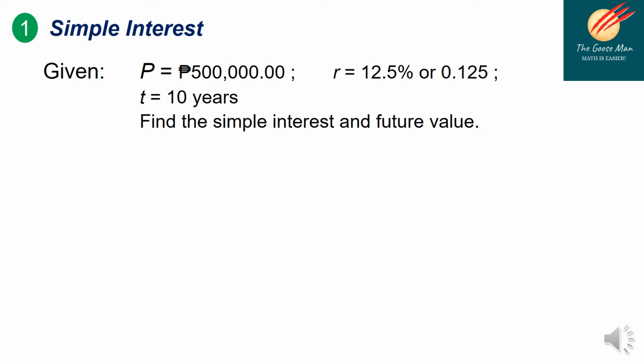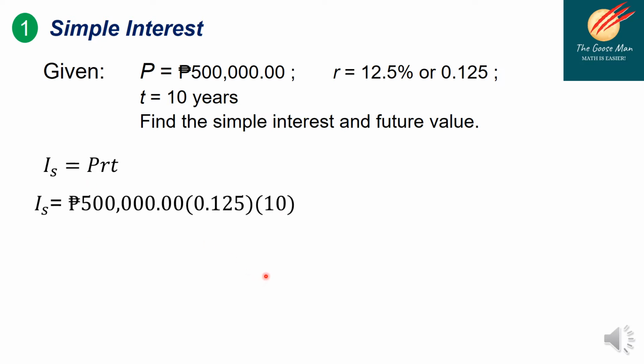Let us have now our first example. Given that the principal is equal to 500,000, the rate is 12.5%, and the time is equal to 10 years, find the simple interest and the future value. Let's talk first about the simple interest, which is equal to principal times rate times time. Then we will simply plug in the values of the principal, rate, and time. So I have 500,000 times 12.5% times 10.